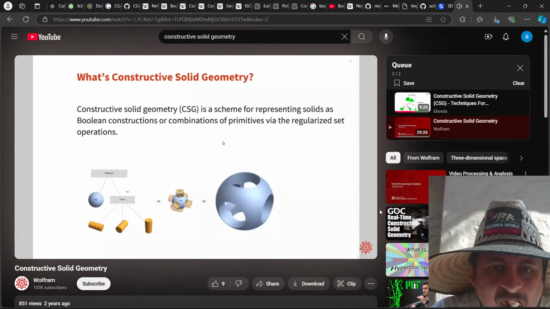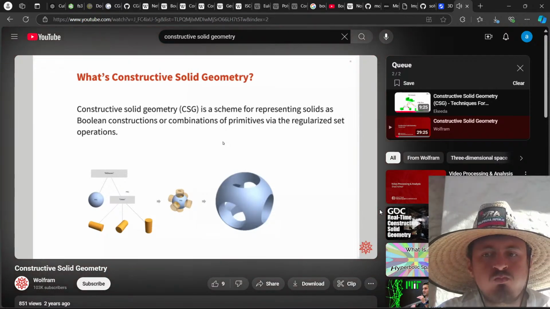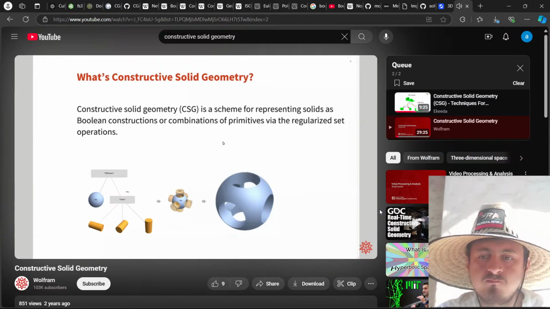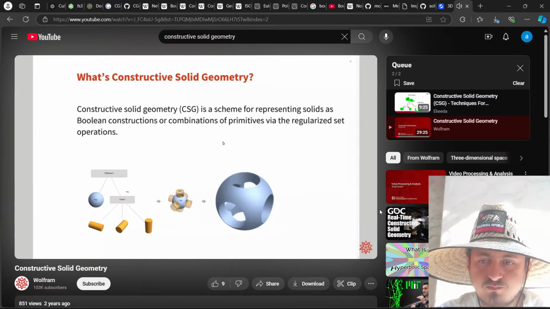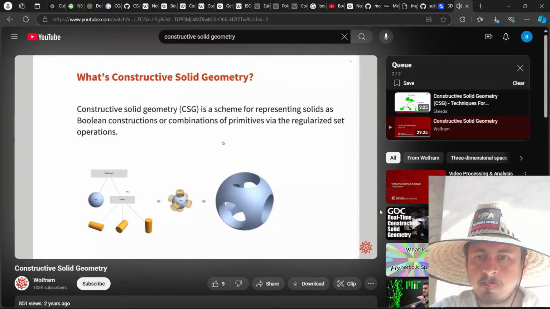And you hope that those operations stay a set of regularized operations. Essentially, you want them to always generate a solid object. You don't want to intersect two cubes, for example on a face, and actually end up with a plane.